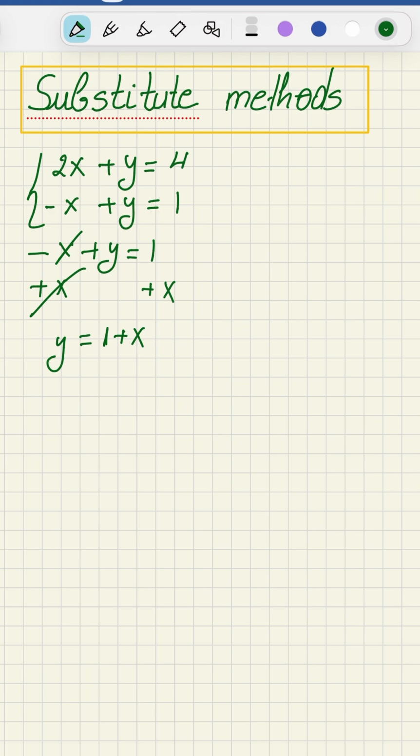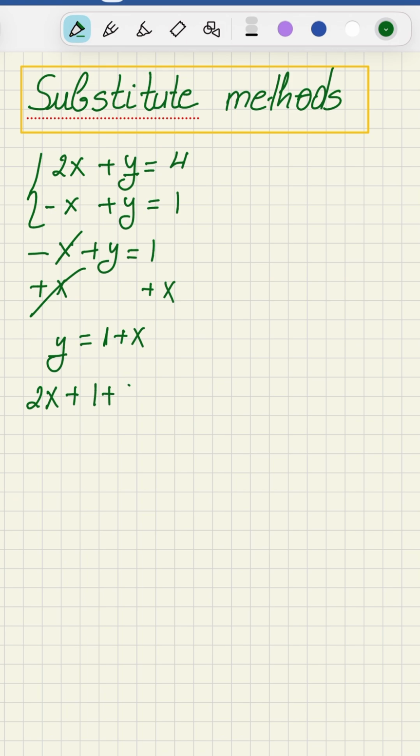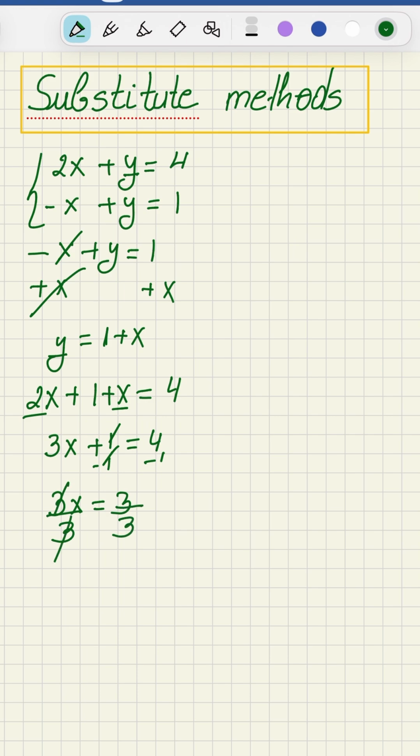This y value, I will plug it in the first equation and we have 2x plus, since the y value for us is 1 plus x, I'll plug it in and we have 2x plus 1 plus x is just 4. I'll combine the same terms and they are 3x plus 1 is just 4. I'll subtract 1 from both sides. They cancel out and we have 3x is just 3. We'll divide both sides by 3 since we have the multiplication in front of x. They cancel out and x is just 1.